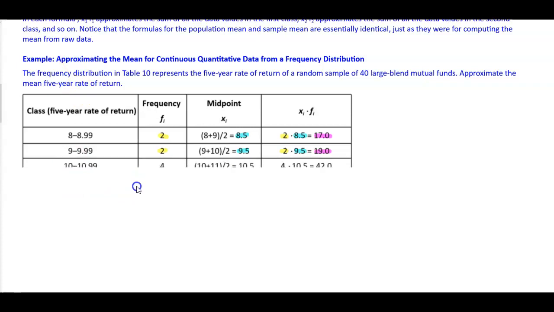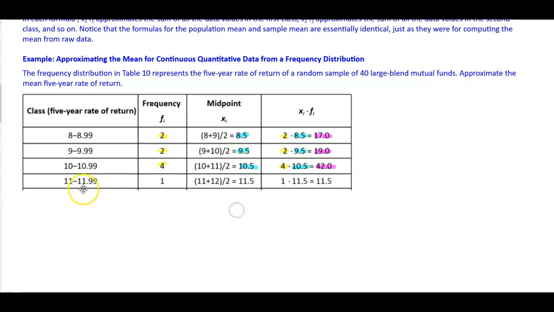Okay, and then we're going to continue on. We're going to take the midpoint. Again, the frequency is 4. Okay, and we're going to take 4, and then we're going to multiply it by the midpoint. And the midpoint is 10.5. We multiply those together, we get 42.0.